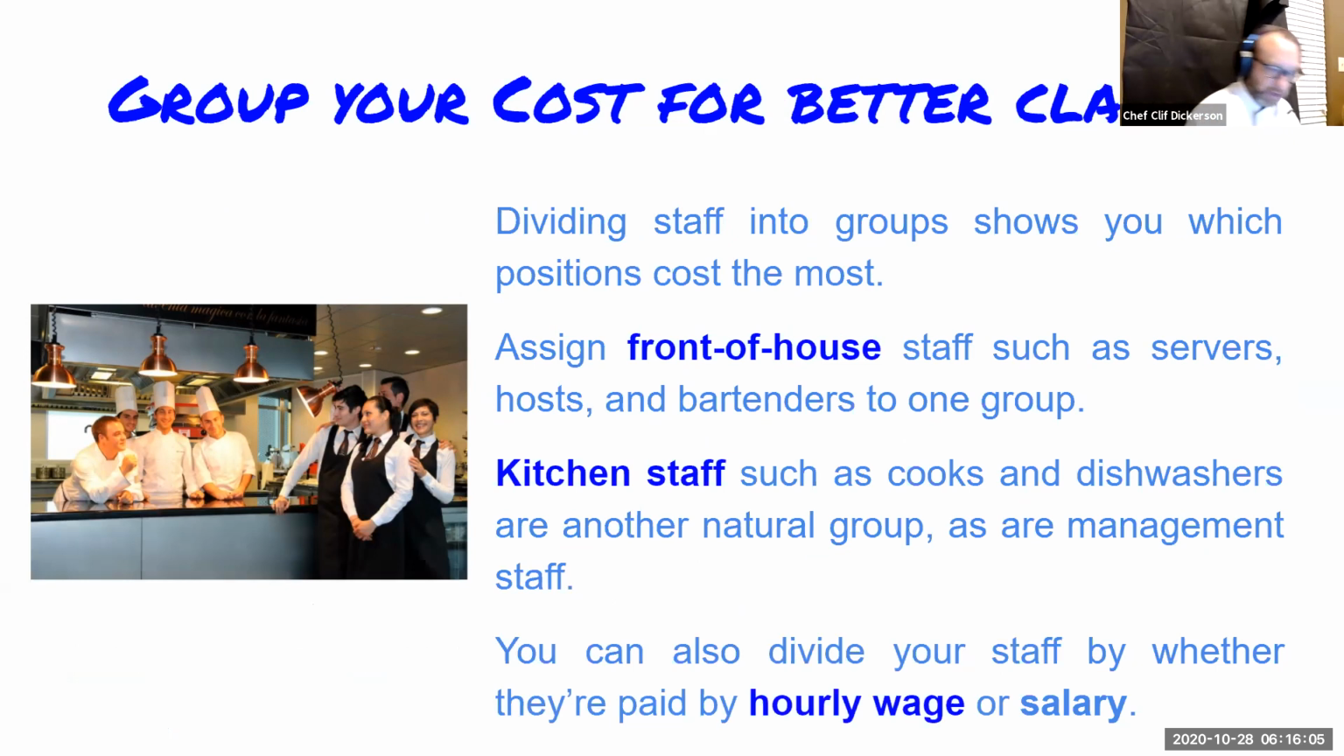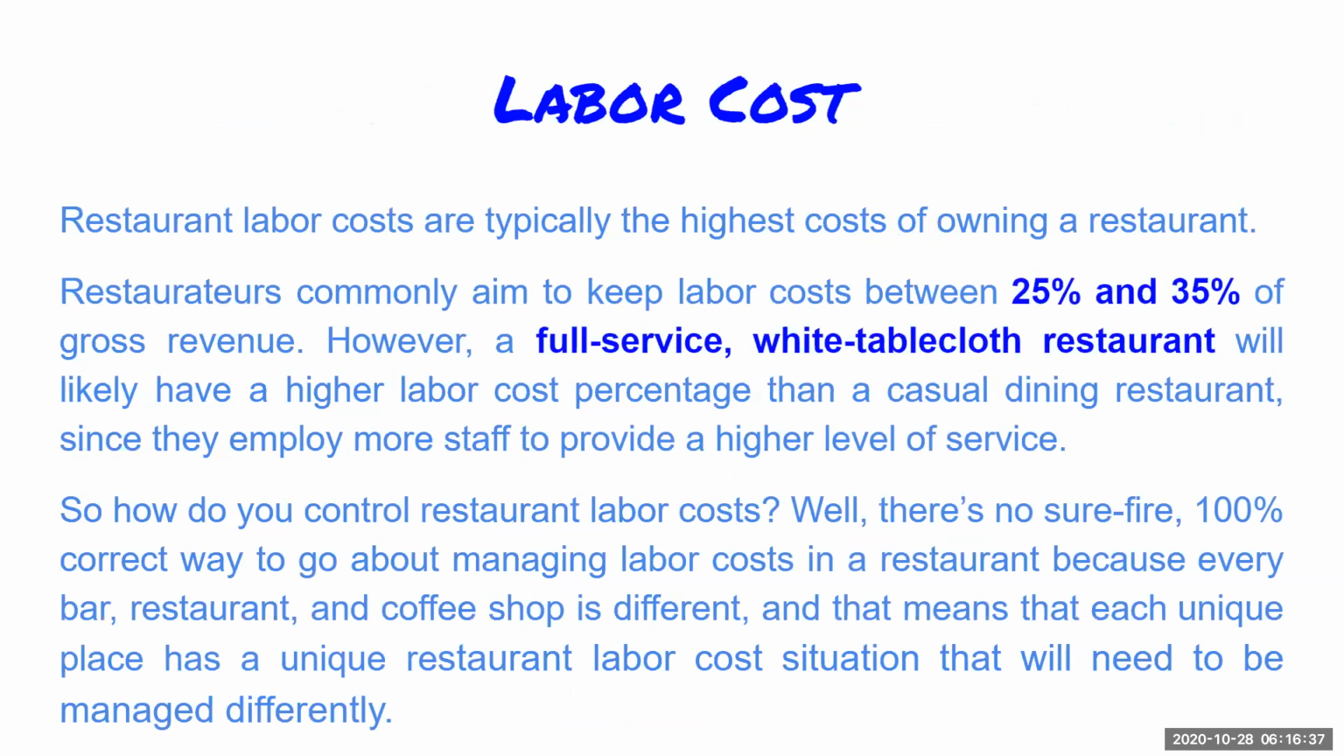Who wants to read this one real quick while I get a glass of water? Heidi, do you mind reading this one? Group your costs for better clarity. Dividing staff into groups shows you which positions cost the most. Assign front of the house staff, such as servers, hosts, and bartenders, to one group. Kitchen staff, such as cooks and dishwashers, are another natural group, as are management staff.